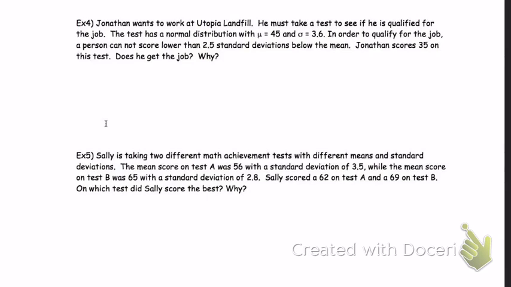So we have an example. It says Jonathan wants to work at Utopia landfill. He must take a test to see if he is qualified. So the test has a normal distribution, so that means that I can use the Z-score formula. It has a mean of 45 and a standard deviation of 3.6. So what I normally do is I either highlight it or I write it out to the side. And then to qualify, he cannot score lower than 2.5 below the mean. So I need to find his Z-score and see if he did better or worse than 2.5 standard deviations. He scored a 35 on the test.